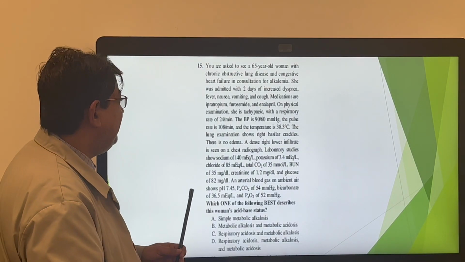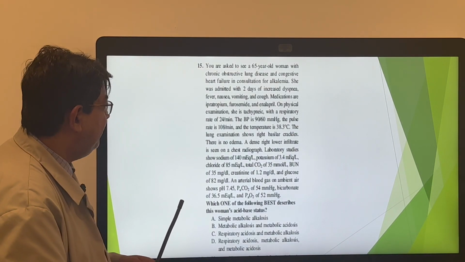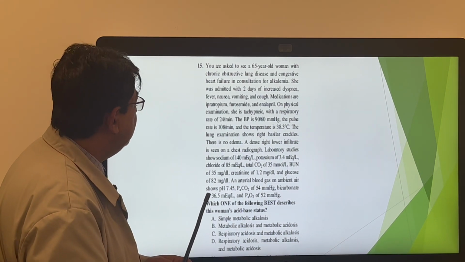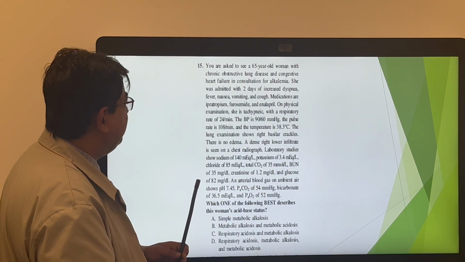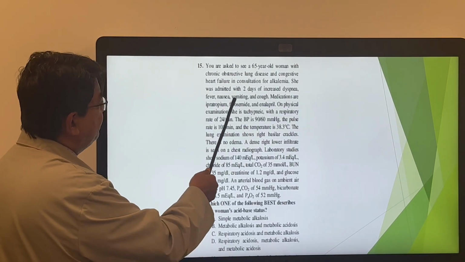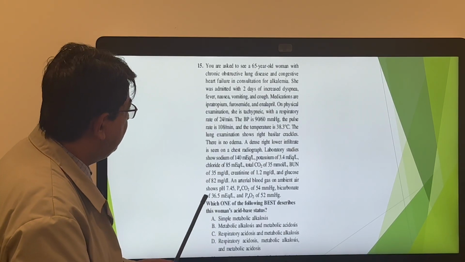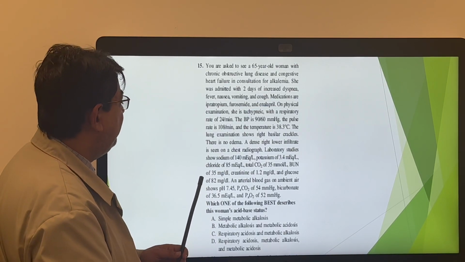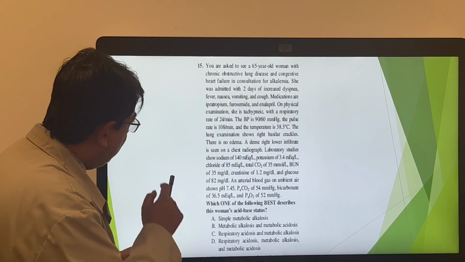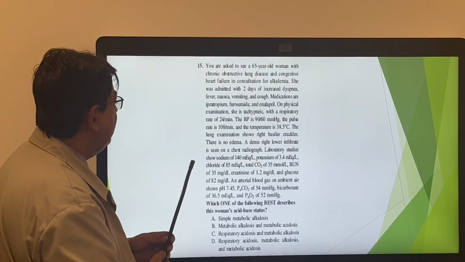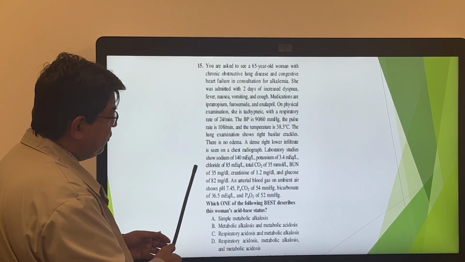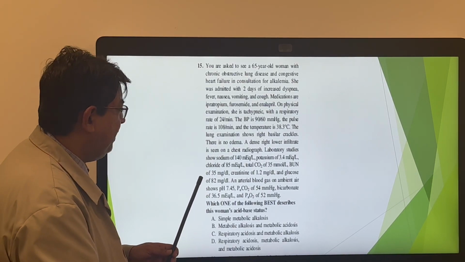You're asked to see a 65-year-old woman with chronic obstructive lung disease and congestive heart failure in consultation for alkalemia. She was admitted with 2 days of increased dyspnea, fever, nausea, vomiting, and cough. Medications are ipratropium, furosemide, and enalapril. On physical examination, she is tachypneic with a respiratory rate of 24. Blood pressure is 90/60. Pulse rate is 108. Temperature is 38.3. Lung examination shows right basilar crackles, no edema. A dense right lower infiltrate is seen on a chest radiograph.